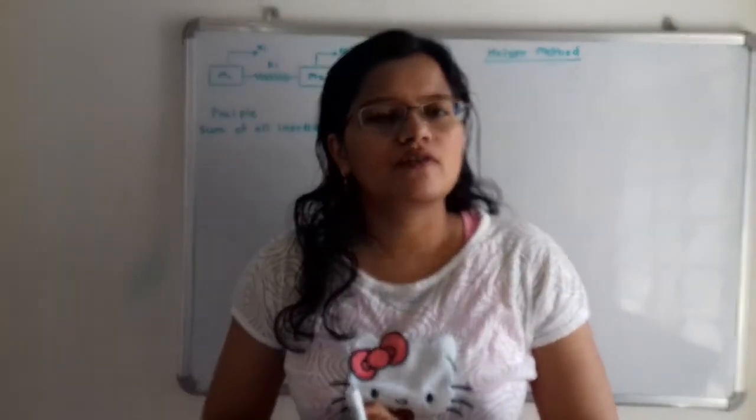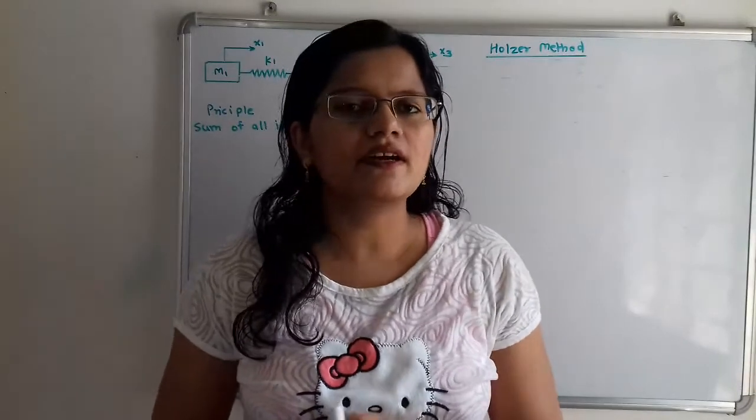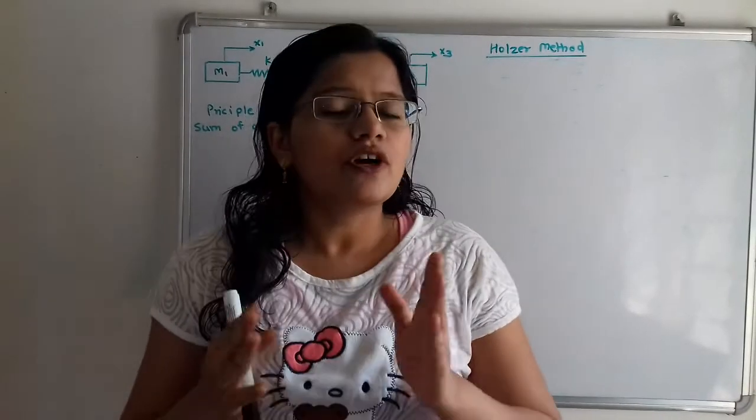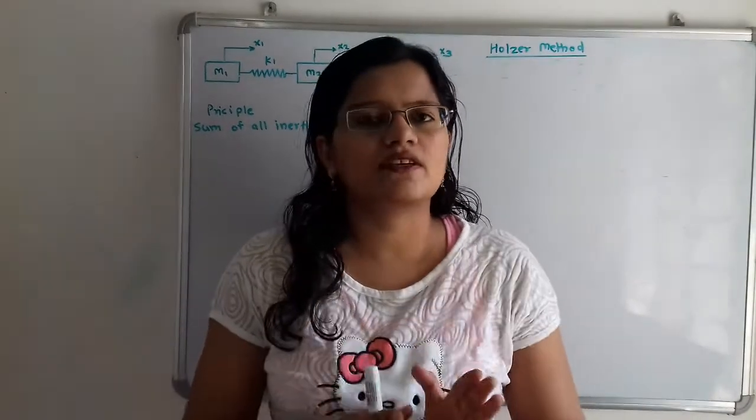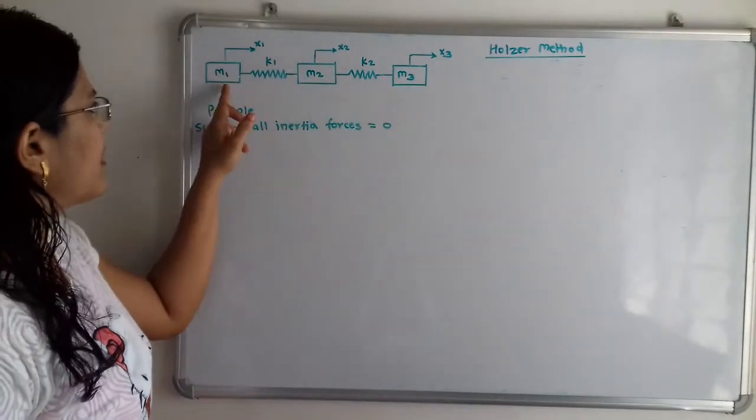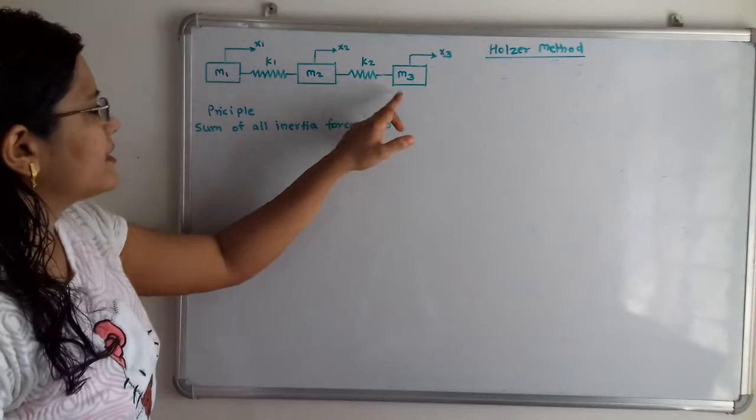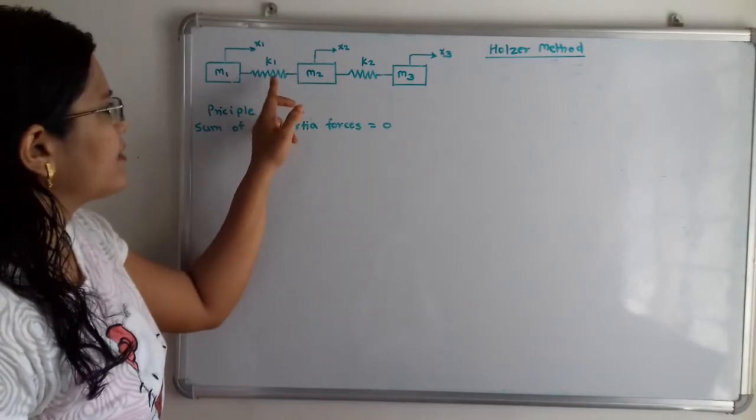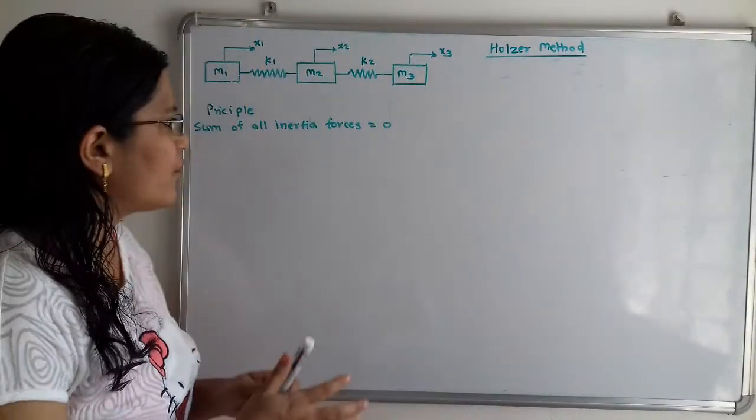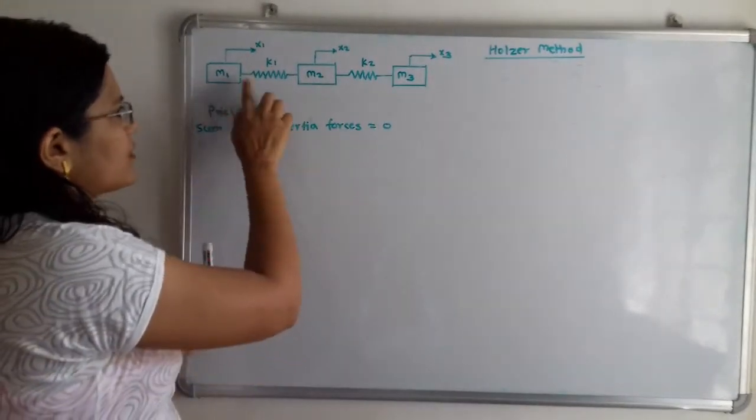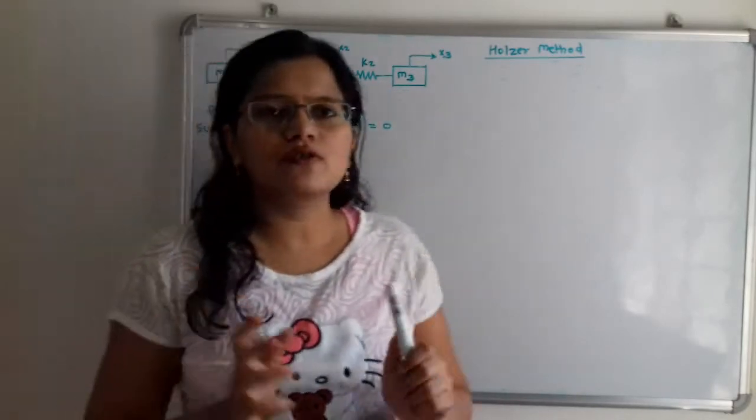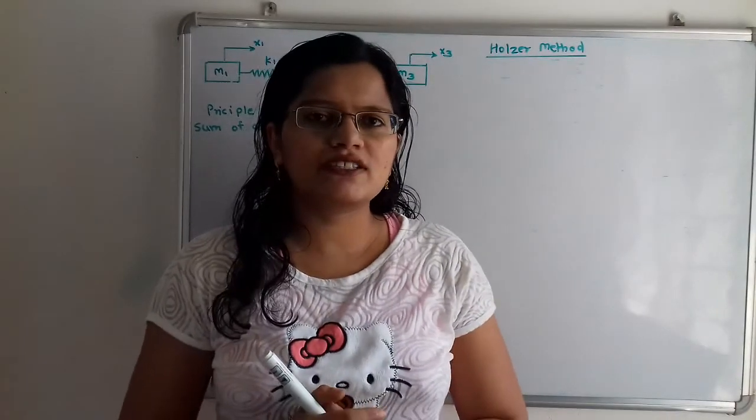Today we are going to study the derivation for the Holzer's method in the spring and mass system. So what is the principle of the Holzer's method? That is the summation of all inertia forces is equal to 0. In this derivation of the Holzer's method, we have to show that for this given system, there are three masses M1, M2, M3, and these masses are attached with springs having stiffness K1 and K2. So in this video we have to show that the inertia forces are always related to these masses, that is, the sum of all inertia forces is equal to 0. So let us move to the derivation.